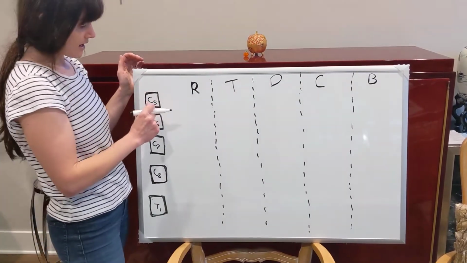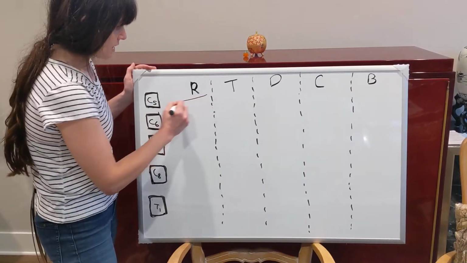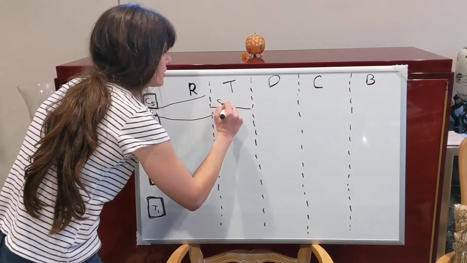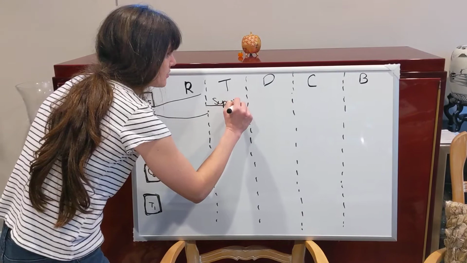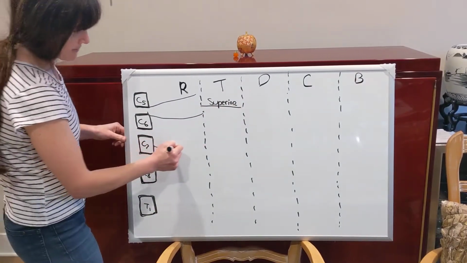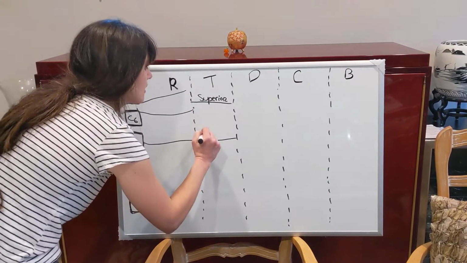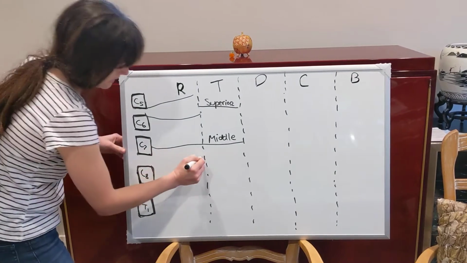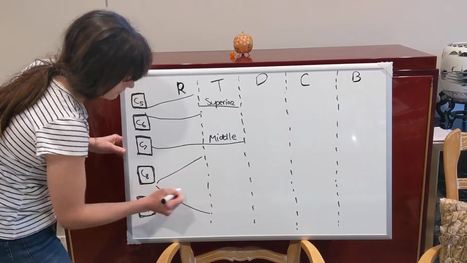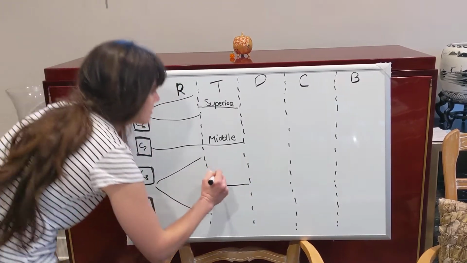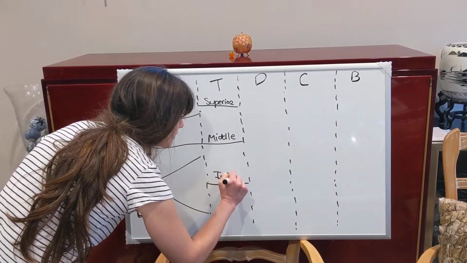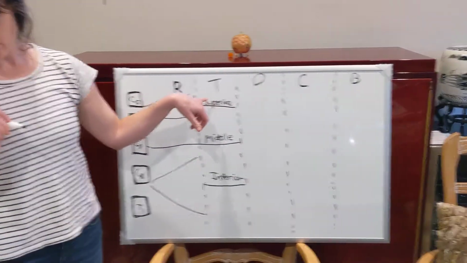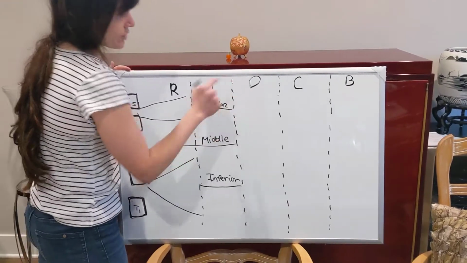From C5 and C6, they are going to come together to form the superior trunk. C7 kind of stays by itself and forms the middle trunk, and then C8 and T1 come together to form the inferior trunk. Then from the superior trunk, this goes on to form the divisions.